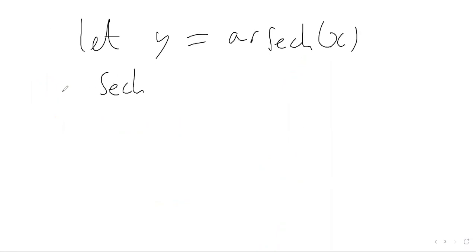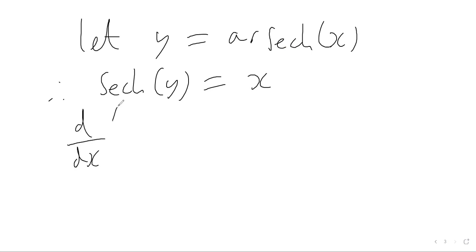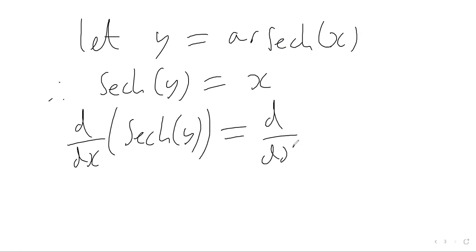So let's let y be equal to arsech of x. So what we can do then is apply the sech function to both sides. So therefore, sech y is going to be equal to x, because again, sech and arsech are inverse functions, so we just get the x on the right-hand side there. And then what can we do now? Well, we can differentiate both sides with respect to x. But of course, when you differentiate x with respect to x, you just get a number 1 there.